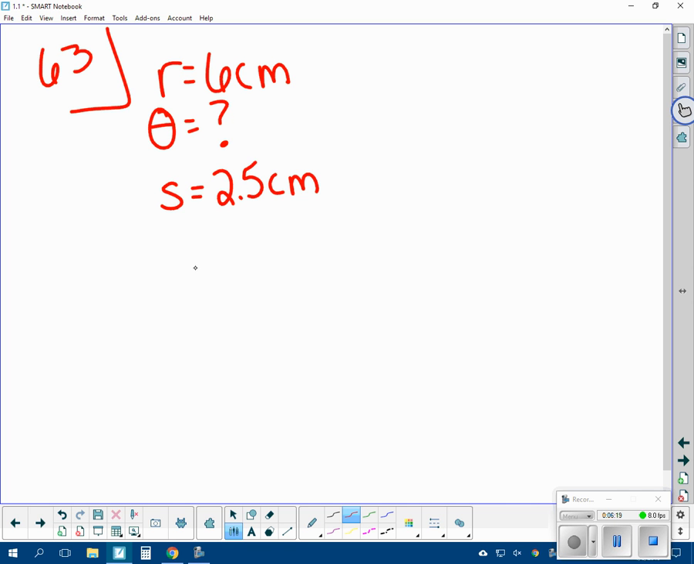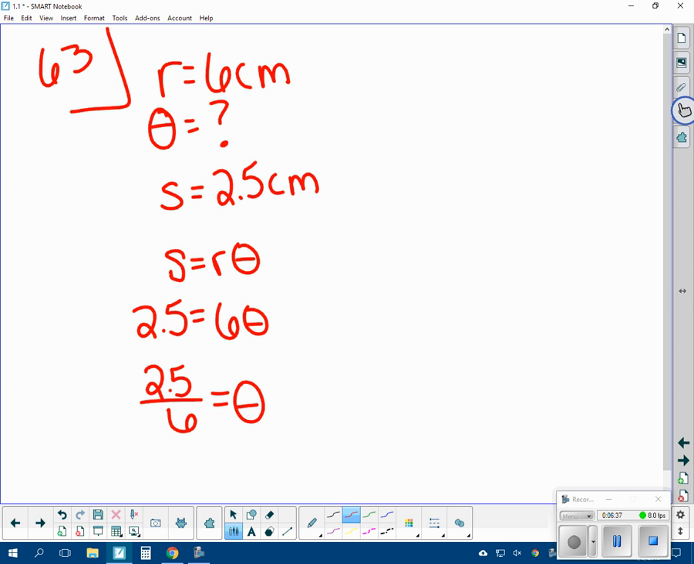All right, wait a minute. What's the formula? S equals R times theta, yeah. So 2.5 divided by 6. So you're not really as confused as you think you are. You're just making some poor errors. So what does that end up with? 0.416 repeating. And that's in radians.